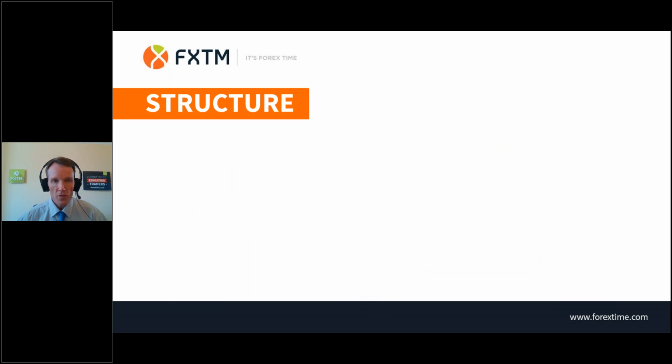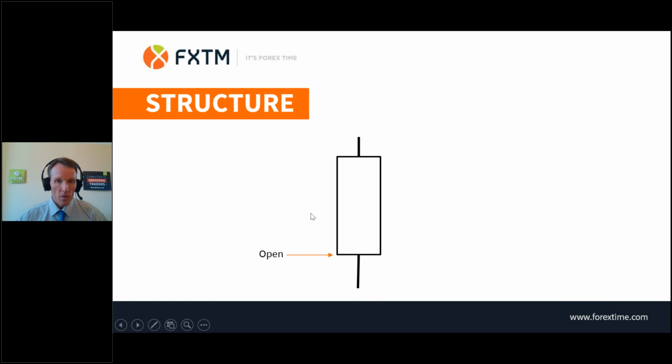Right. The structure of a candle. What does it mean? We've got an open. In this case, I chose a bullish candle. It's a candle that opened, and then the price went up. It closed, meaning the price went up. It's a bullish candle. You can change this color on your MetaTrader. I've chosen white, and then orange for my bearish candles, for the down candles.